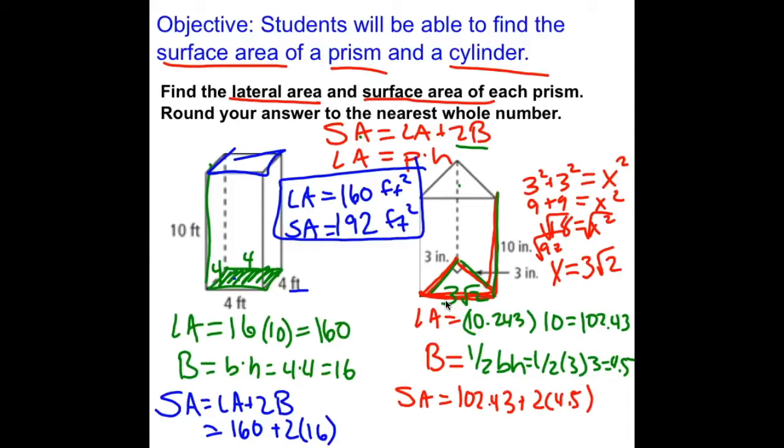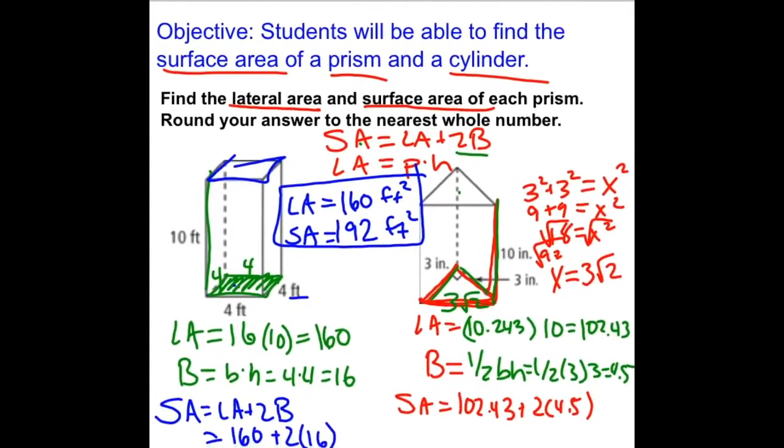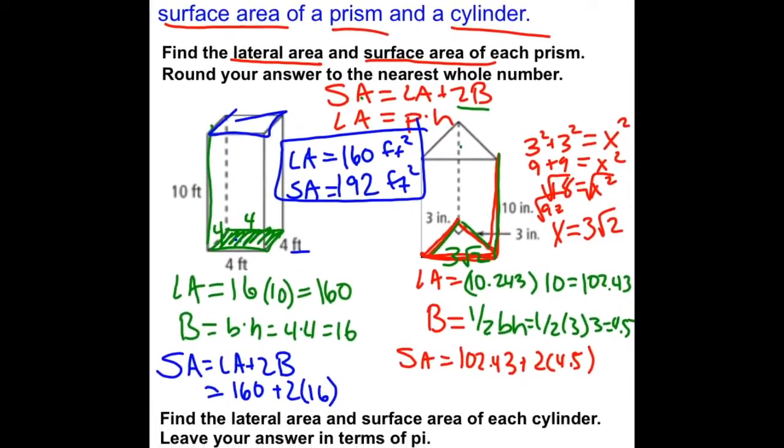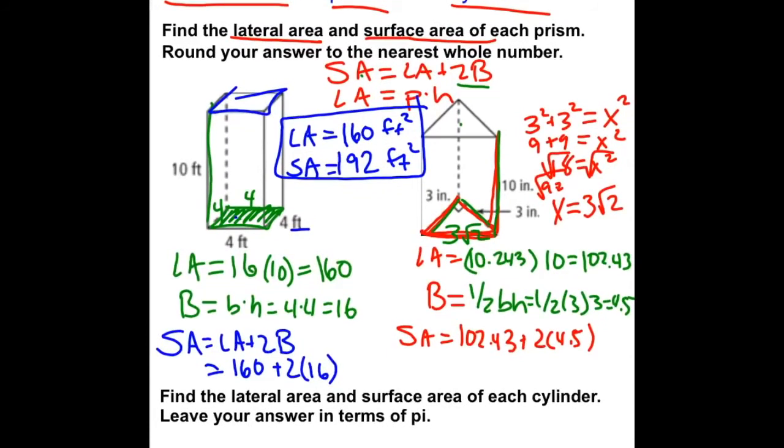And we should get a total surface area of about 111.43. It does say to round our answer to the nearest whole number. So when we write our answer, I'll write that one down here. Surface area is about 111, because it rounds us to the nearest whole number, inches squared. And the lateral area is about 102 inches squared.